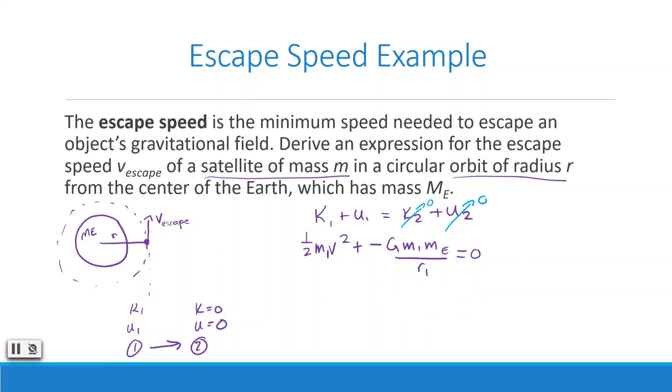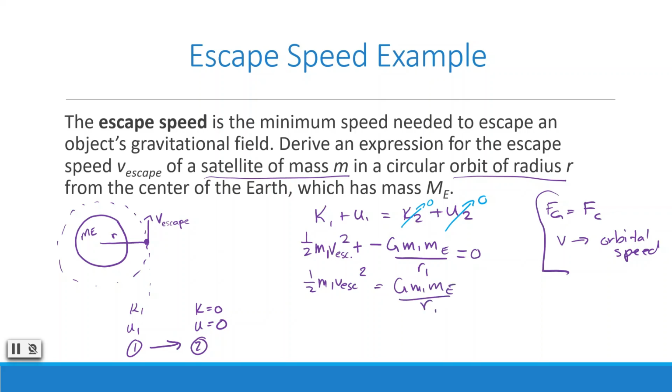In the previous example, we set our circular motion equal to our centripetal force to solve for our speed. But that gives us our orbital speed, the speed that we need to maintain that circle. Our escape speed is going to have to be higher than that. So instead of making this substitution this time, we actually have to solve for this v. To do that, I'm going to move the potential energy to the other side. So I get 1/2 m1 v escape squared is equal to G m1 mass of the Earth over r1. Since I have m1 on both sides, I can cancel the m1, which means that as long as I'm outside the Earth's atmosphere, the mass of the satellite itself doesn't affect the escape speed.